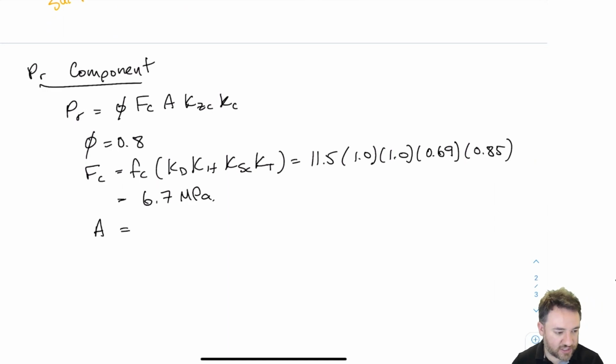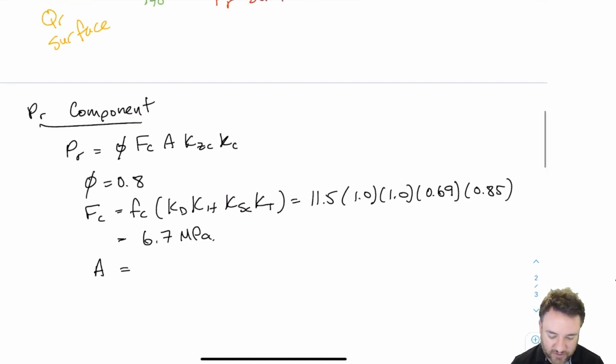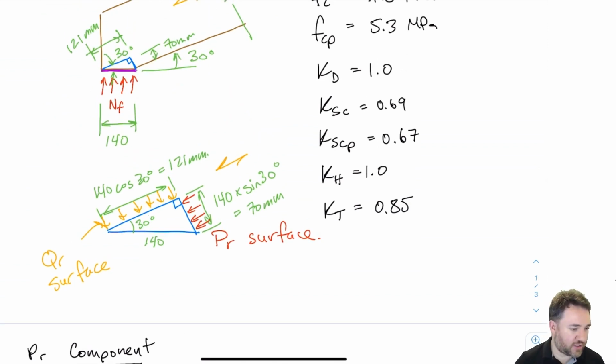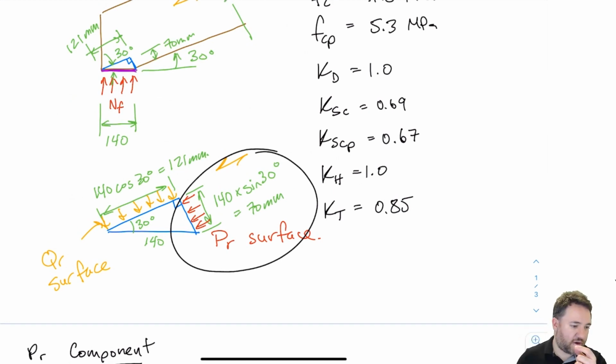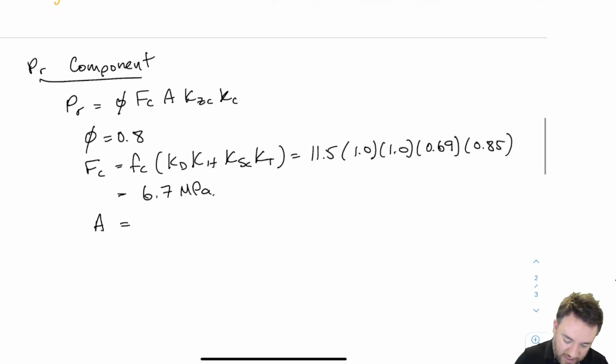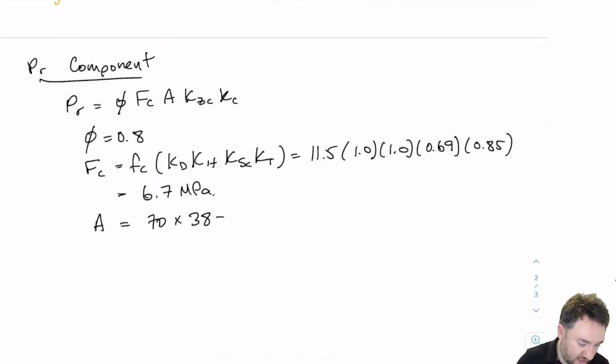That's our cross-sectional area for our compression parallel check. So if we look at the surface, our PR surface is the one in red here. And we see that we have 70 millimeters length and our thickness is 38, which is the thickness of the member. So we have 70 times 38 and we get 2660 millimeters squared.